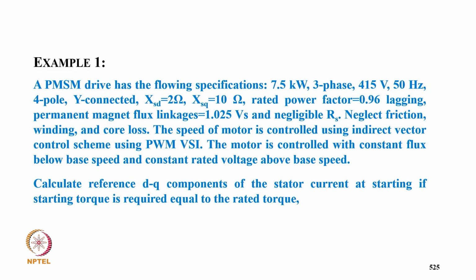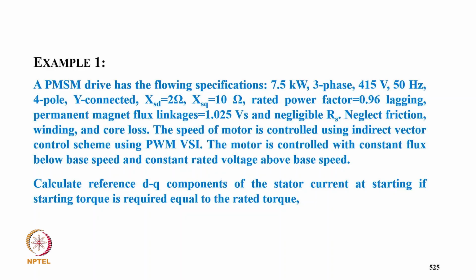Example 1: a PMSM drive has the following specification: 7.5 kilowatt, 3-phase, 415 volt, 50 Hz, 4-pole, star connected, Xd 2 ohm, Xq 10 ohm, rated power factor 0.96 lagging, permanent flux linkage 1.02 volt-second, and negligible resistance, so neglect friction, voltage drop and core loss. The speed of the motor is controlled using a direct vector control scheme using PWM. The motor is controlled with constant flux below base speed and constant rated voltage above the base speed.